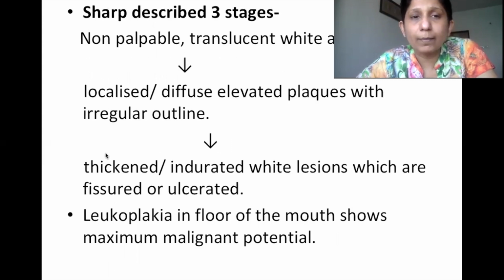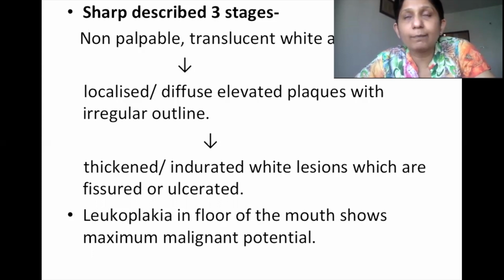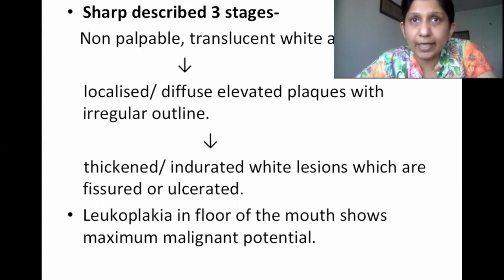Sharp described 3 stages of leukoplakia. To put it in simple words, initially you can basically see the white color, but you can't really feel it. That is a macular area. So it's a non-palpable area where you can actually see the coloration, but you can't feel it. So that is a non-palpable area.